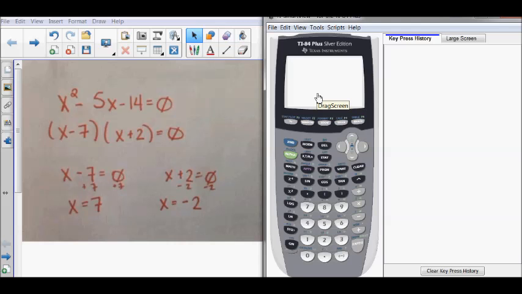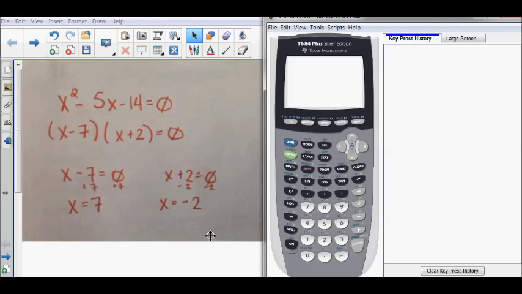Hi, today I'm going to use the TI-84 Silver Edition calculator to show you how to graph a quadratic equation and then use the calculator to find solutions of the equation. To the left of the screen, you'll see the quadratic equation x squared minus 5x minus 14 equals 0. For the sake of time, I've gone ahead and factored that quadratic equation and found the solutions to be x equals 7 and x equals negative 2.